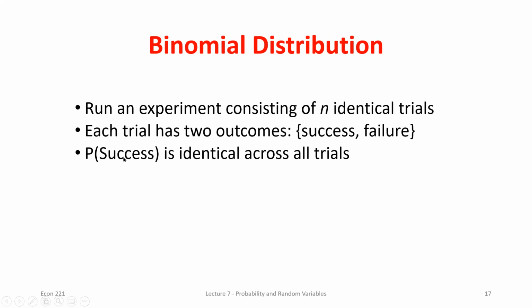I kind of use the coin example because what also has to be true for a binomial distribution is the probability of success is the same for any one trial. So each coin flip, the probability I get a heads is 0.5, right? That doesn't change across the 100 coin flips that I do. Right?